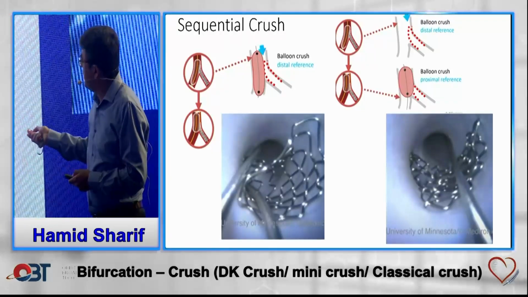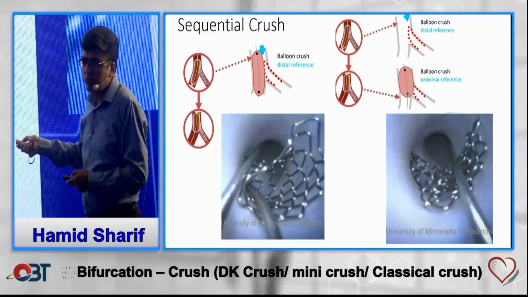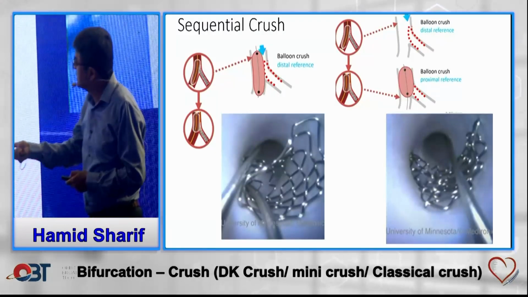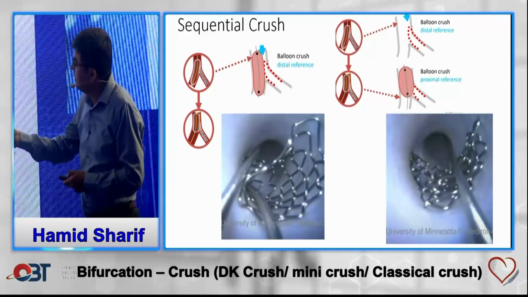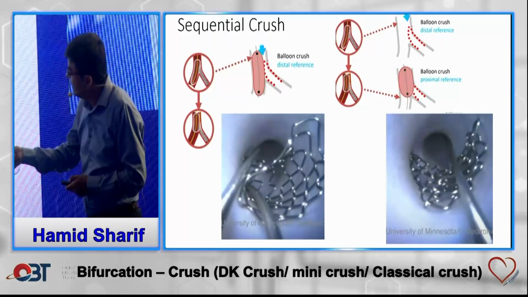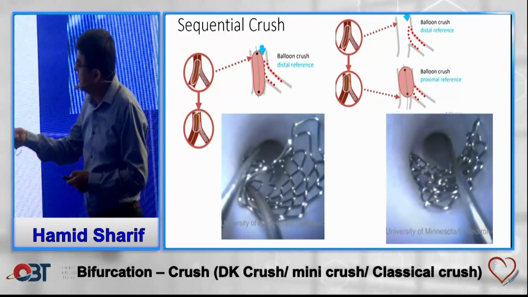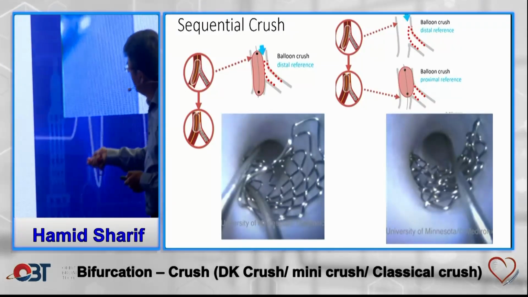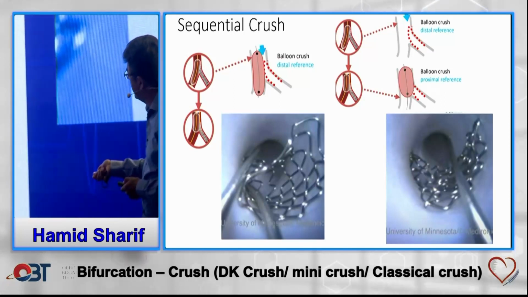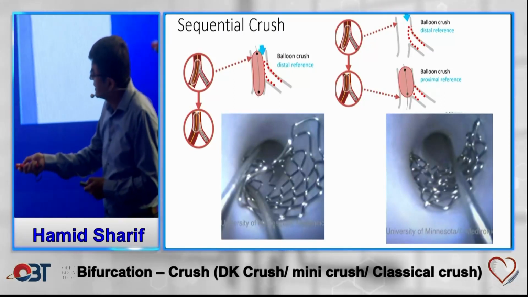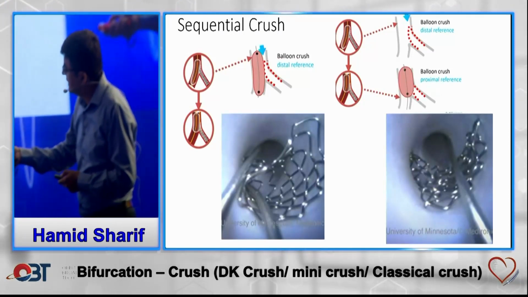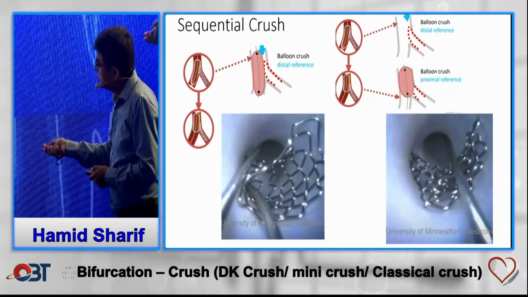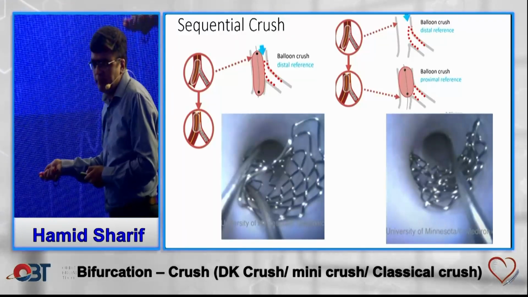So, for example, if the main vessel is 3.5 or 4, we take a 4 balloon and we do another crush. So this is a two-step method. One is the main balloon which was already in there, sized to the distal vessel, with which we do the first crush. We remove this balloon, we take another balloon which will be sized to the proximal vessel, and we do another sequential crush. So this is the result. You can see the struts are quite open in this one, and you look at this one, it is now properly crushed. So this sequential crushing is very important.